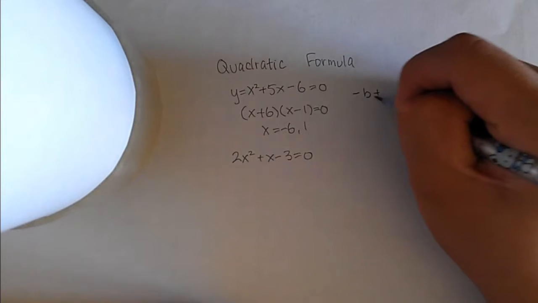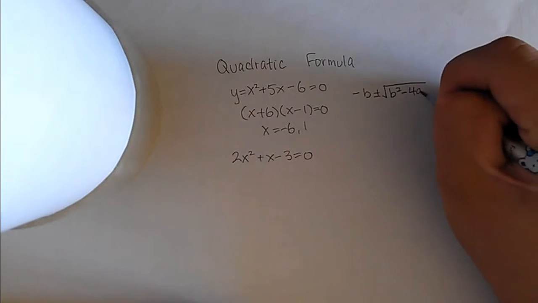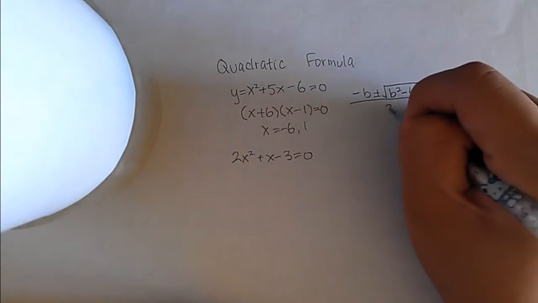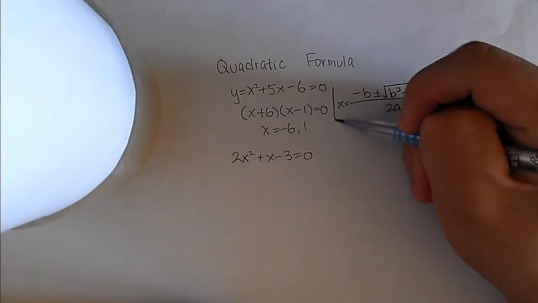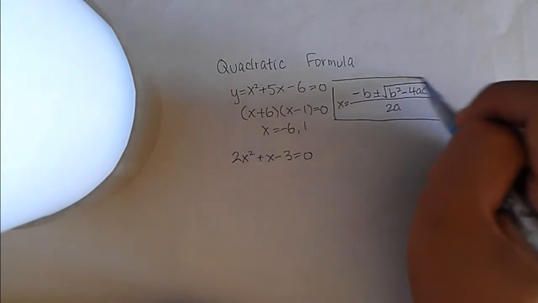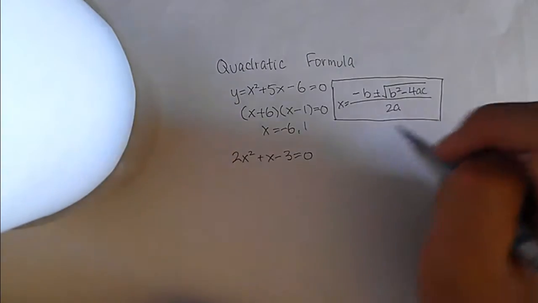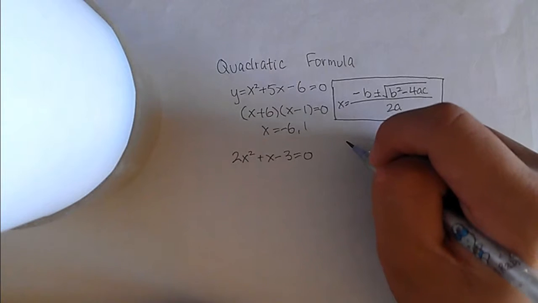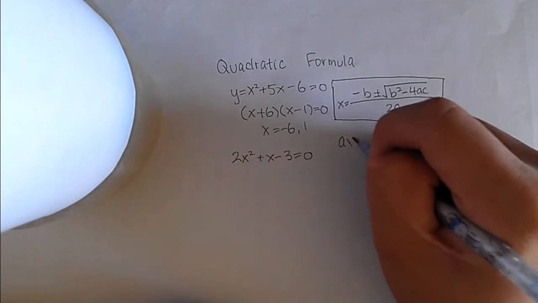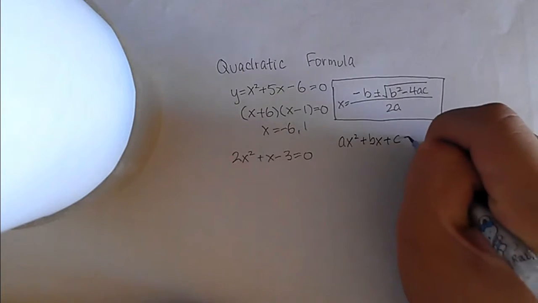Negative b plus or minus the square root of b squared minus 4ac, all divided by 2a. And that's what x equals. Right? Okay. Now, how does this work? Well, first, you have to know your equation. Now, the basic form for your equation would be ax squared plus bx plus c equals 0.